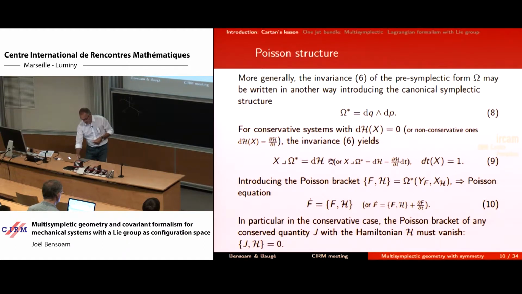part of the equations. So if you introduce now the Poisson bracket with this sort of thing, then you can have the Poisson equations, which is exactly another way of saying the same things. And you can also introduce the conserved quantity, saying that the conserved quantity has a vanishing Poisson bracket with the Hamiltonian function.